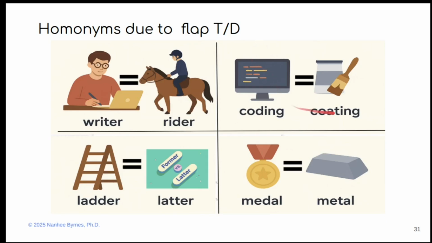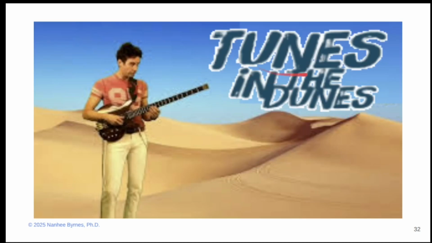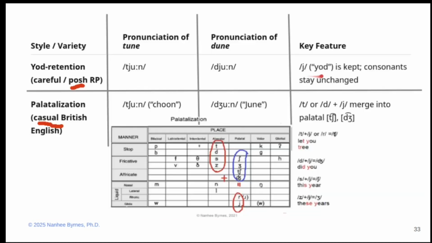I noticed something really interesting. When I watch British shows like The Crown, sometimes people say words like toon or doon one way, like tjuân and doon. But then in other shows, like Sherlock, I hear them say tjuân and tjuân. What's going on there, Dr. Byrnes? Great observation. This is all about yod retention and palatalization in British English.